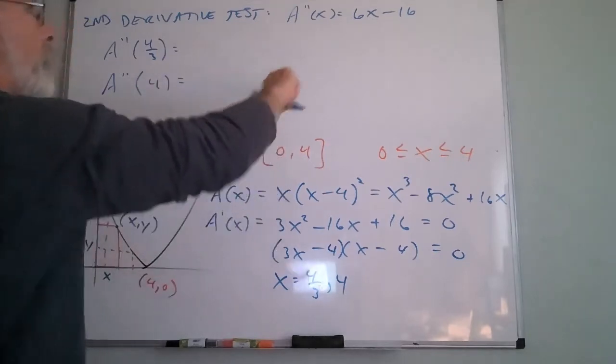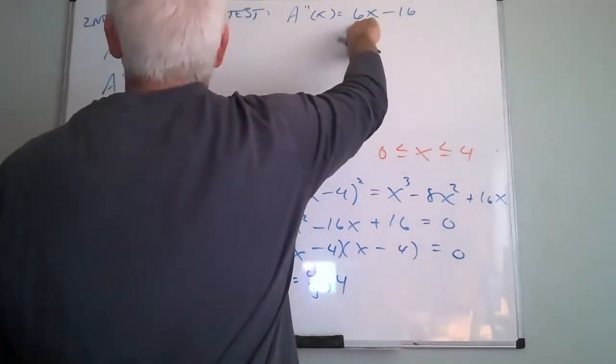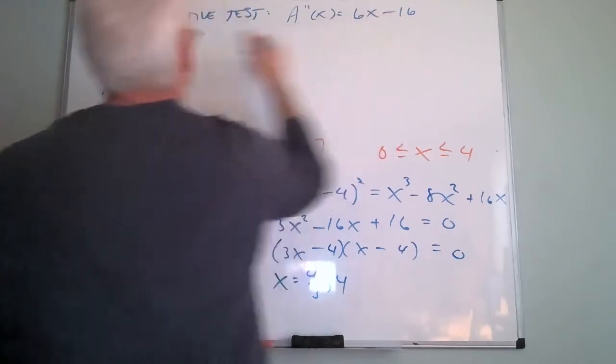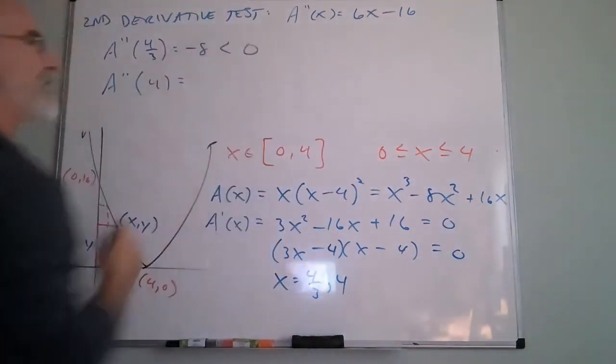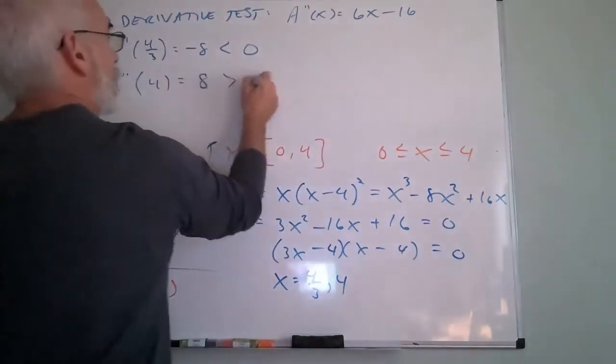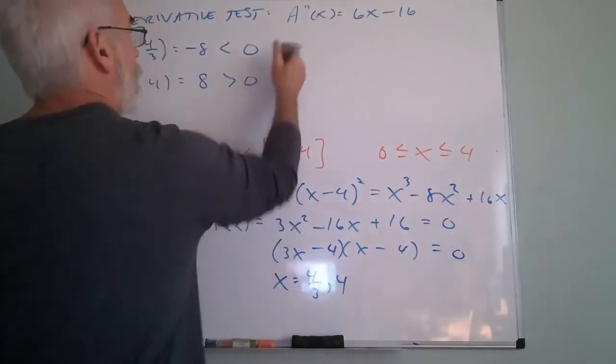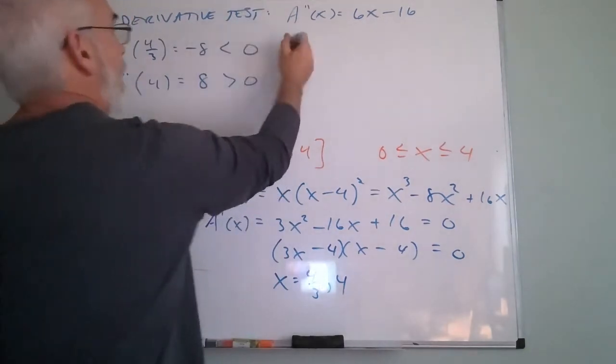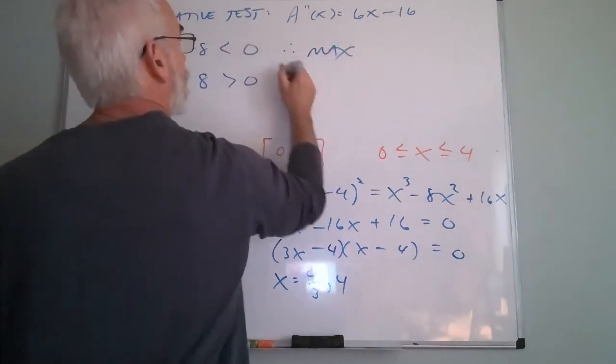So A double prime of 4/3 would be 8 minus 16, that's -8. All I care about is less than 0. A double prime of 4 would be 8, which is greater than 0. All right. So what does that mean? Concave down, concave up.